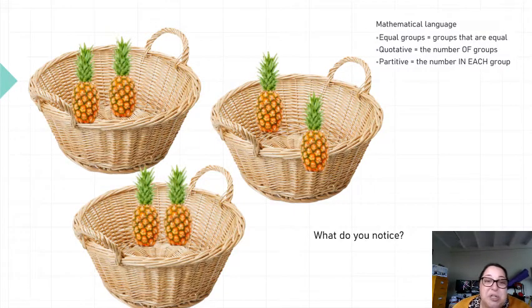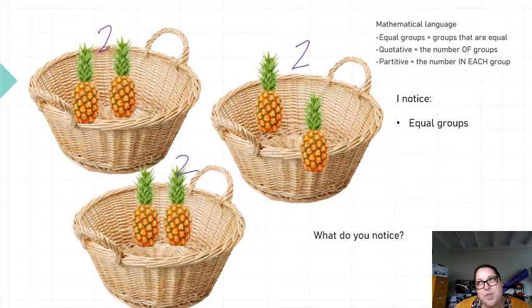I wonder, what do you notice? You might notice something like I do. I notice that there are equal groups. In fact, there are 2 pineapples in this basket, 2 pineapples in this basket, and 2 pineapples in this basket. Which gets me thinking. We also see repeated addition. I notice 2 plus 2 plus 2. Or I could even use my skip counting. 2, 4, 6. It tells me there's 6 pineapples in total.